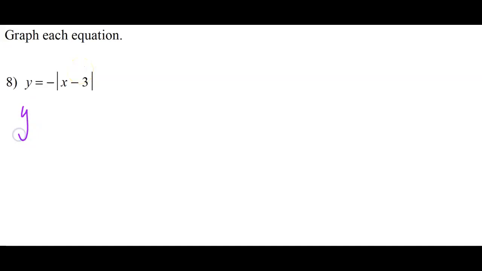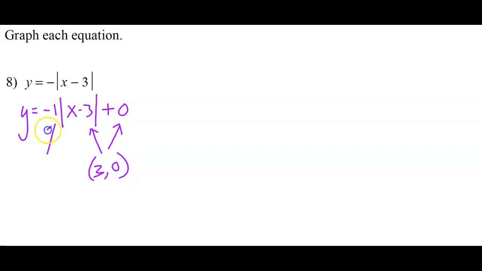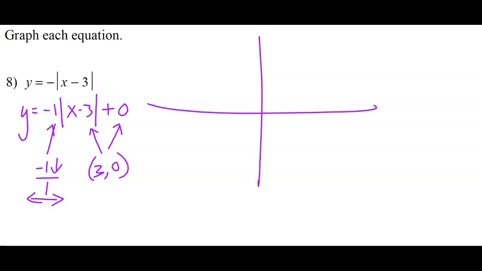So for this first problem, I don't see my A value, so that means it must be a 1. So I'll put a 1 there. I also don't see my K value, so that must be a 0, which means that my vertex is going to be a positive 3 because I changed the value of the H, and a 0 for the K. My slope is a negative 1 over 1, which means that I'm going to go down 1 because it's negative, and I'm going to run left and right 1 space. So let's go ahead and graph to begin with. My vertex is over 3, up none. So there's my vertex, 3, 0.